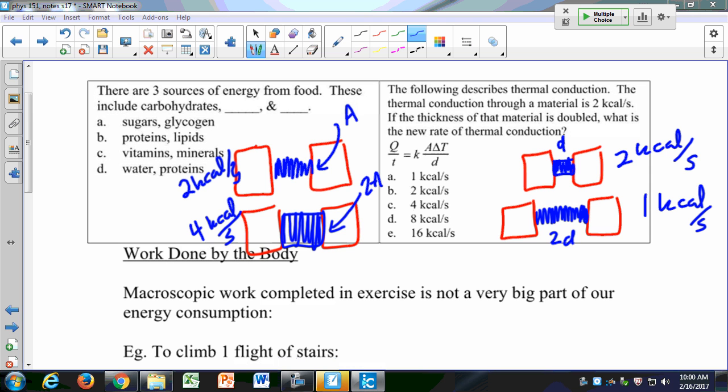Bless you. All right? We're good with that? You will have some questions. I'll try to be very clear in the questions about what actually is changing. Maybe I'll include a figure or something. But if I increase the thickness of the material, then my rate of thermal conductivity goes down. But look, if I increase the contact area, I just make it have more contact, but I keep the same thickness, then the rate of thermal conductivity goes up.